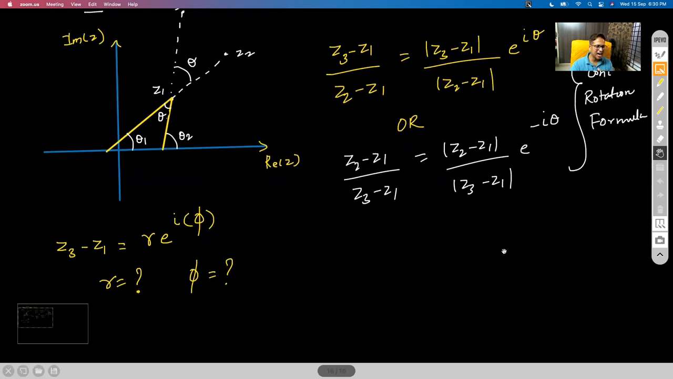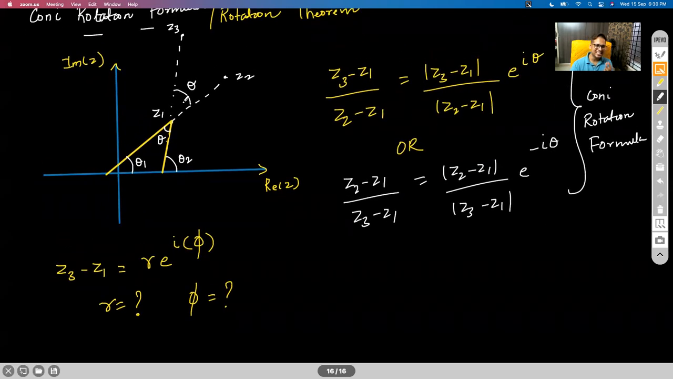Simple. R is going to be the distance between Z3 and Z1, which is nothing but modulus of Z3 minus Z1. Correct? And phi is nothing but the angle made by the vector starting from Z1 and going towards Z3, the Z1 Z3 vector, with the positive real axis. And the angle that it makes is theta 2. So this phi is actually theta 2.